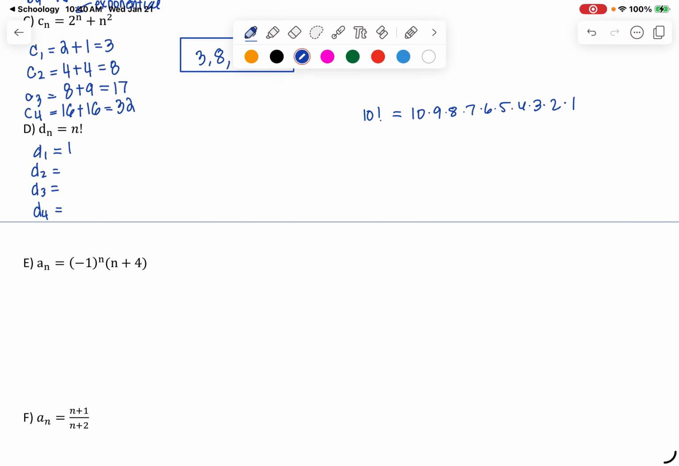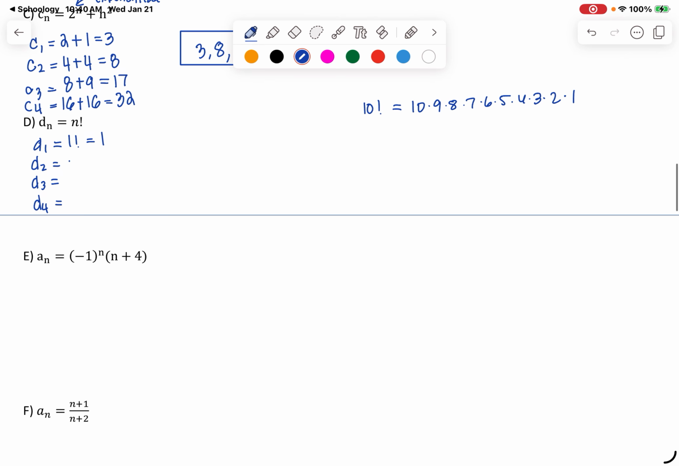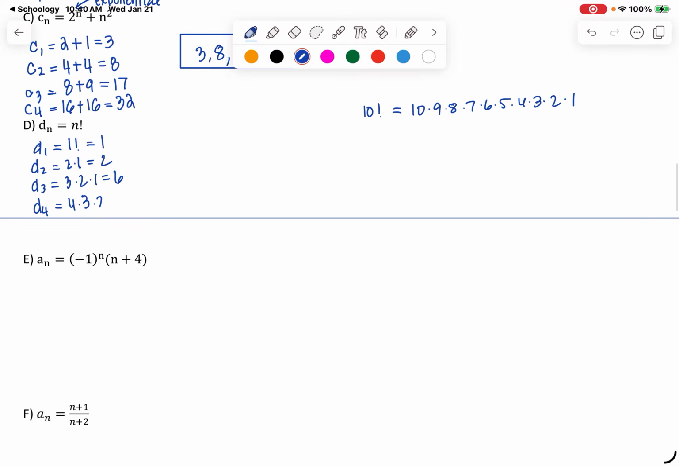All right, so 1 factorial is 1. 2 factorial is 2 times 1, which is 2. 3 factorial is 3 times 2 times 1, which is 6. And 4 factorial is 4 times 3 times 2 times 1, which is 24. So we have 1, 2, 6, 24. Once again, that exclamation is called factorial.